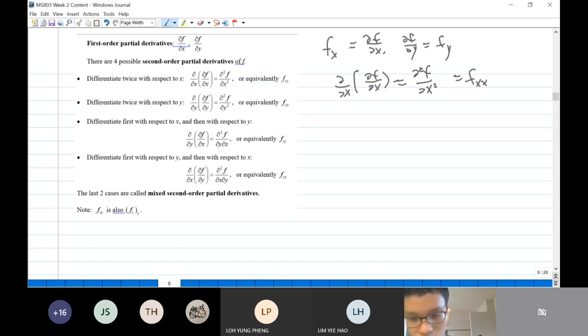Let's see another one. Of course, you can talk about differentiation with respect to y. The short form will be to differentiate f with respect to y 2 times, d squared f over dy squared, so dy dy. This is a short form to write this. So this is actually f yy.